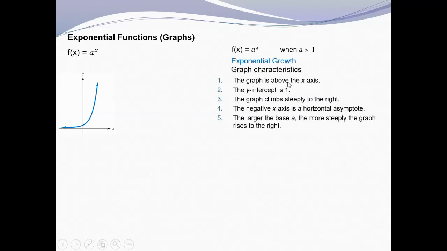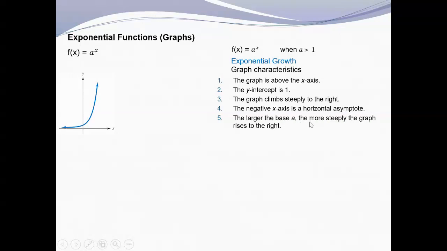Okay, this graph is going to be exponential growth. These are the characteristics. The graph is above the x-axis, right? This is the x-axis. The y-intercept is 1. The graph climbs steeply to the right, right? The negative x-axis is a horizontal asymptote, right? This right here, guys, the negative x-axis is a horizontal asymptote because it means that the graph will never reach the negative x-axis.